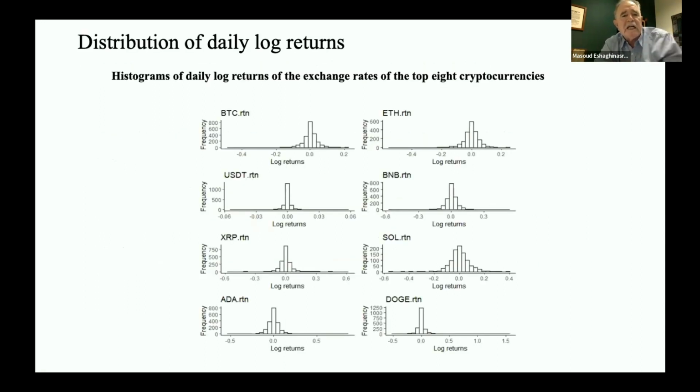In this case, I first find the distribution of daily log returns of these 8 cryptocurrencies: Bitcoin, Ethereum, USD, BNB, XRP, Solana, ADA, and Dogecoin. This is the histogram for every part. Between what years?